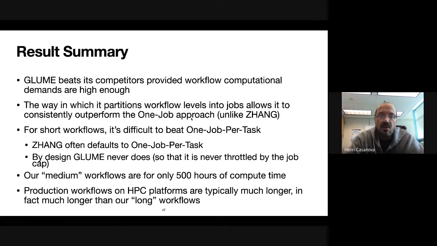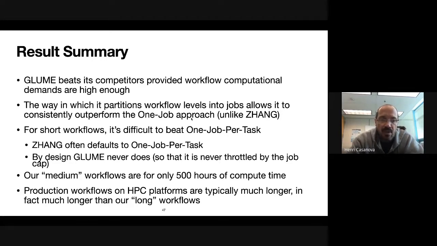The results show that Zhang, in fact, in those cases, when the job cap is 16, Zhang is not better than one job, which is really sad because Zhang is a very fancy algorithm and one job is about the simplest algorithm you could think of. And as I said, for short workflows, it's just difficult to beat one job per task. And that's why Zhang does well, because it often defaults to one job per task, right? Our design choice for GLUME was to never do that default so that we don't care about the job cap, but for short workflows, it's a losing option.